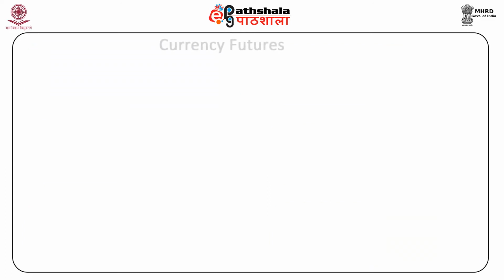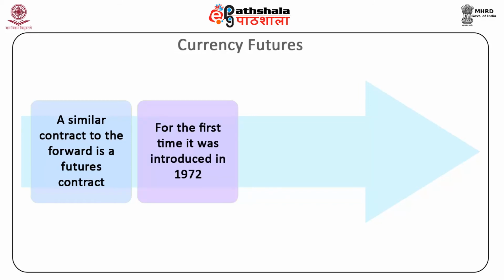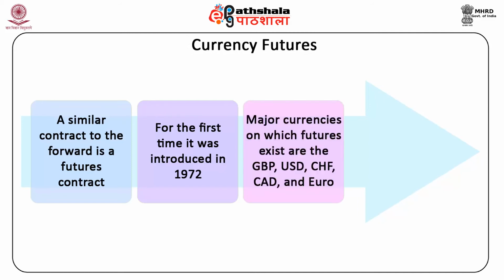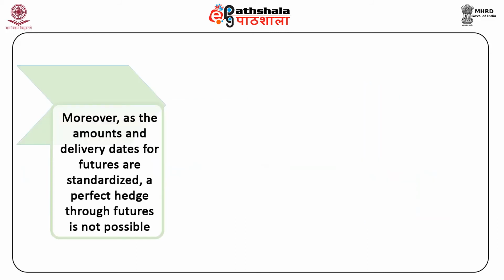Currency futures. A similar contract to the forward is a futures contract. For the first time, it was introduced in 1972. Major currencies on which futures exist are the GBP, USD, CHF, CAD and Euro. In practice, this contract is not often used to hedge foreign exchange risk. Moreover, as the amounts and the delivery dates for futures are standardized, a perfect hedge through futures is not possible.